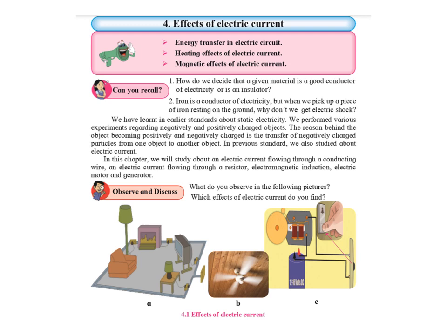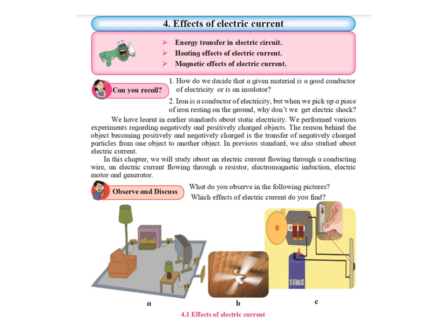A is a living room scene where you can see the lamps and TV and fireplace etc. B is a rotating fan and C is an electric bell. Now the question that is asked to you is, what do you observe in the following picture? The above pictures show us the use and the effect of electric current.